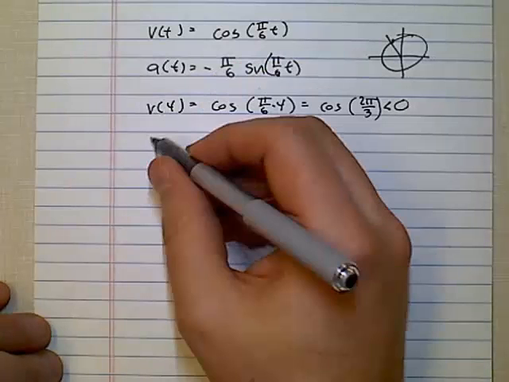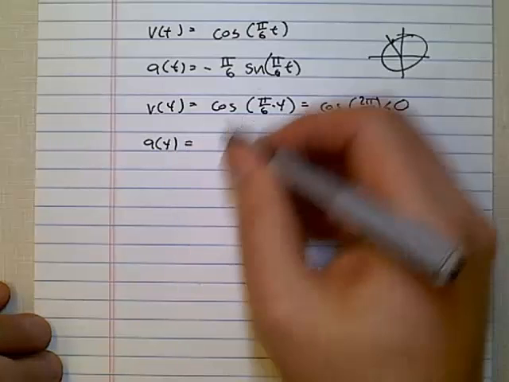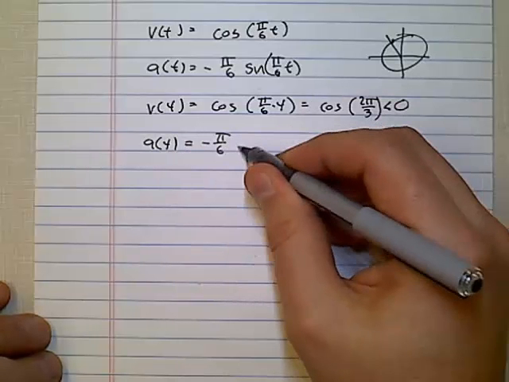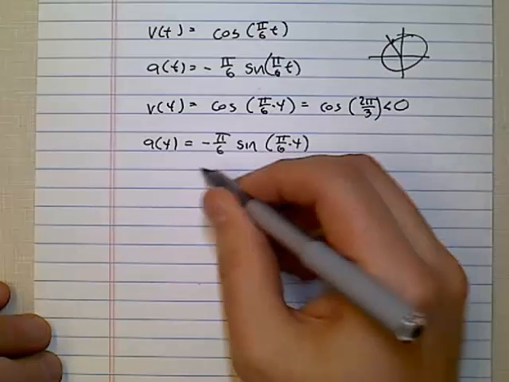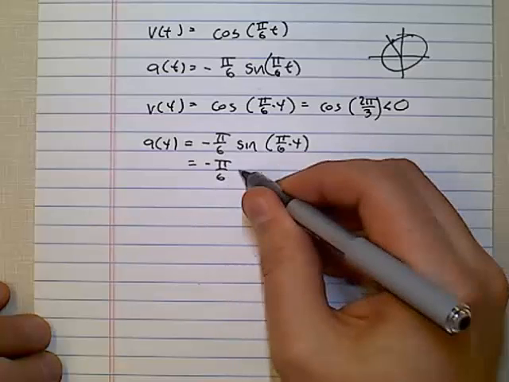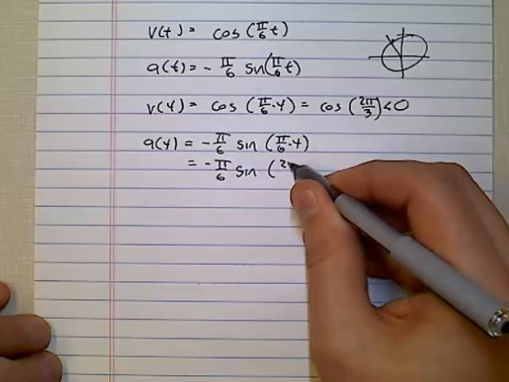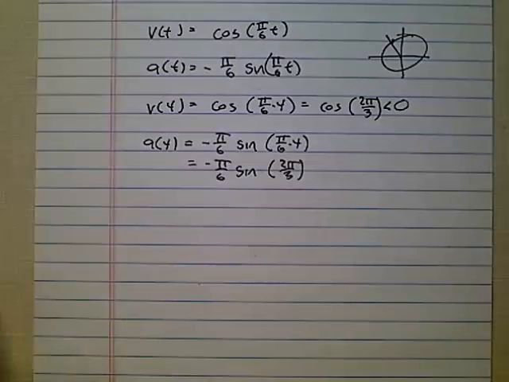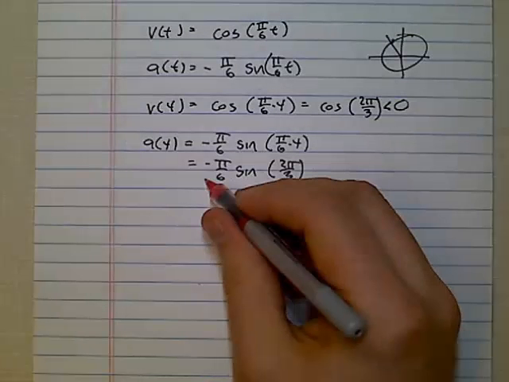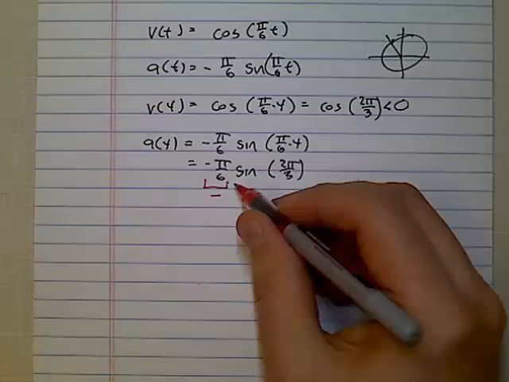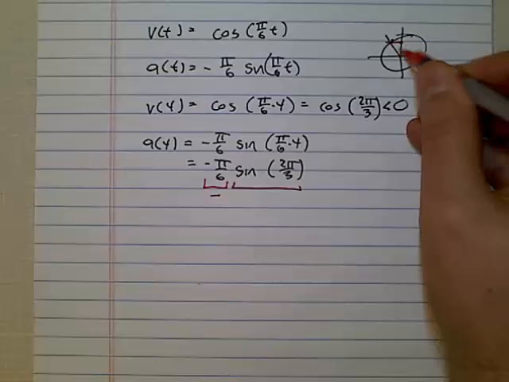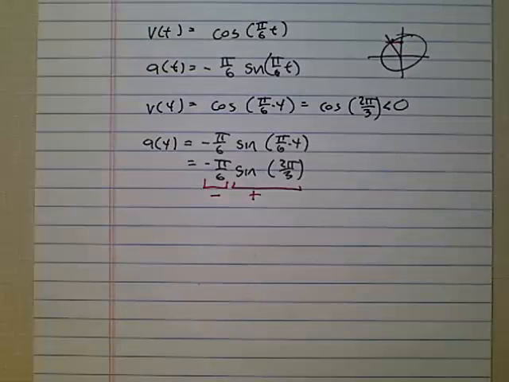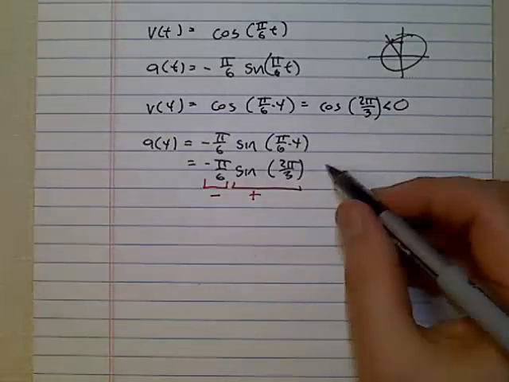Now we'll say what the acceleration at 4 is. So the acceleration at 4 is negative pi over 6 sine of pi over 6 times 4, so that's negative pi over 6 sine of 2 pi over 3. Now, negative pi over 6 is negative, and for sine of 2 pi over 3, again thinking about my unit circle, sine is the y-coordinate, and that's positive. So my acceleration at time t equals 4 consists of a negative times a positive and is therefore negative.